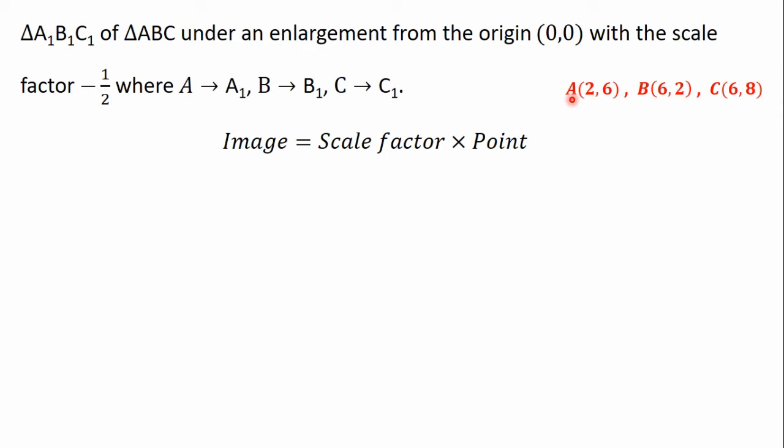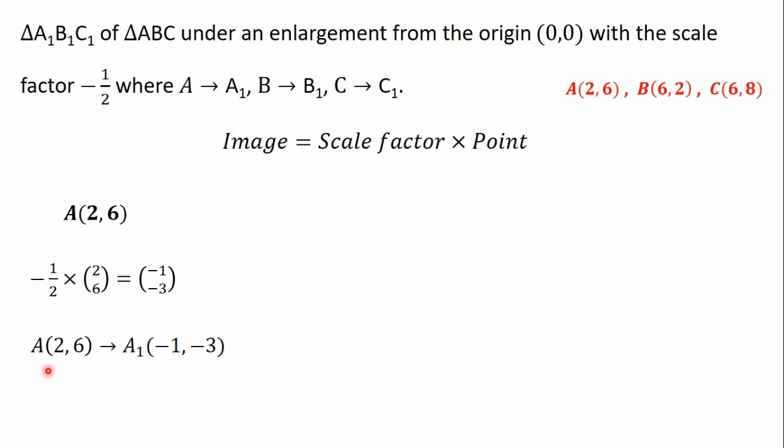We are going to enlarge the point A to get A1, we will enlarge the point B to get B1, and then we will enlarge the point C to get C1. So to get the image of A, we will multiply the coordinates of A, which is 2, 6, by the scale factor, which is minus half. So we have minus half times 2, 6. Minus half times 2 will give us minus 1, and minus half times 6 will give us minus 3. So the point A with coordinates 2, 6 will give us the image A1 with coordinates minus 1, minus 3.